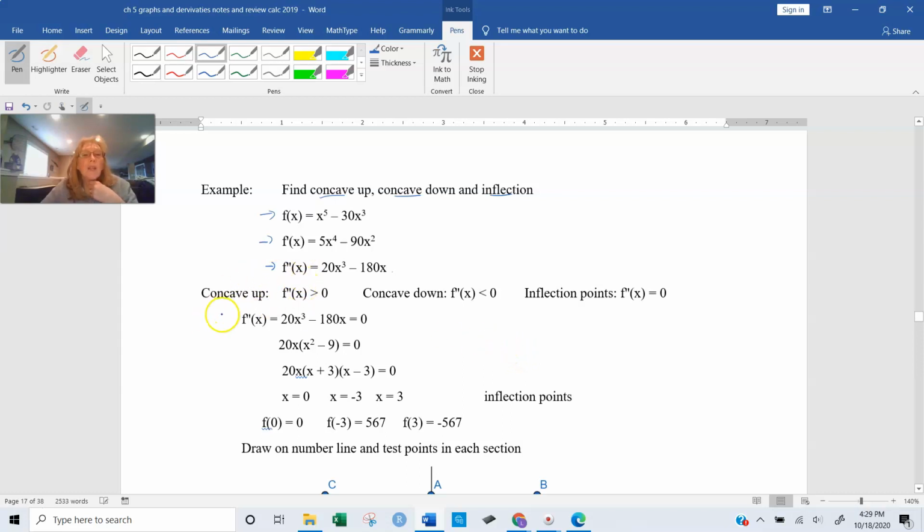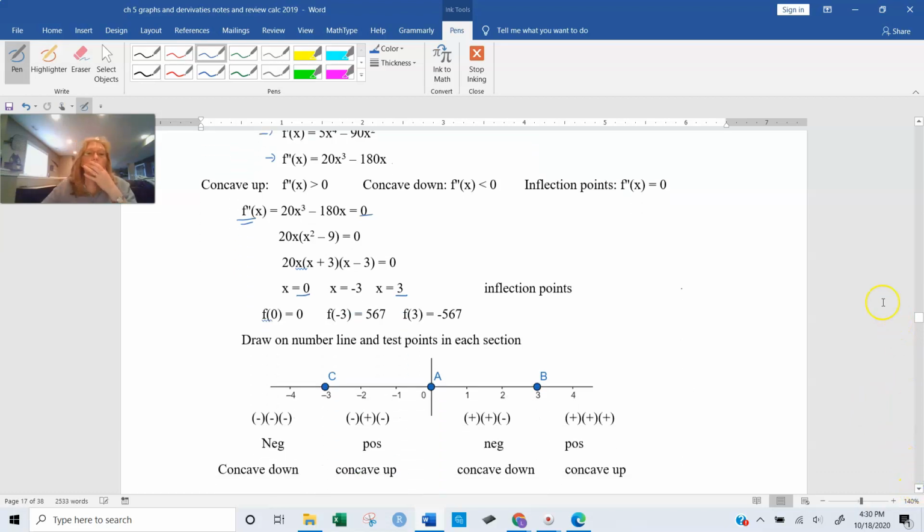So what we do is we take this second derivative and set it equal to 0. Factoring out the 20x, we get x squared minus 9, which is x plus 3 times x minus 3. So my 3 important points are 0, negative 3, and 3. These are the inflection points on my graph. Now I plug these into the original function, not the derivative. f of 0 is 0, f of negative 3 is 567, and f of 3 is negative 567. These are the inflection points.